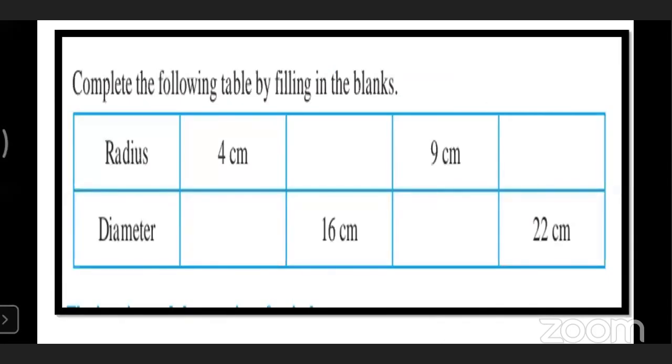So now let us solve some sums. Complete the following table by filling in the blanks. Here the radius is given, right? What is the radius? 4 centimeter. And we have to find out the diameter. Just now we have learned the formula to find the diameter. What is the formula?